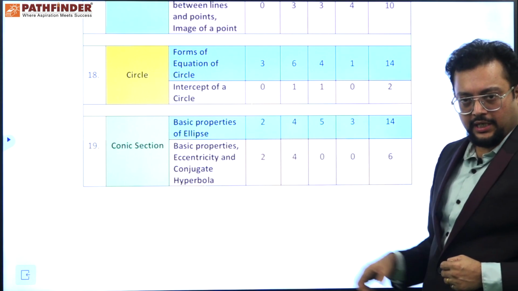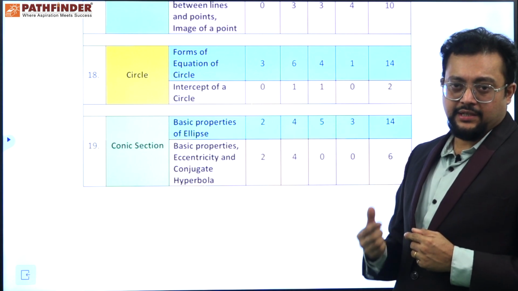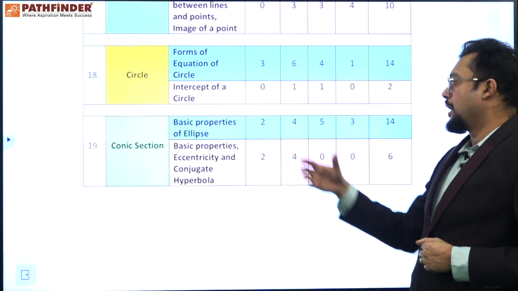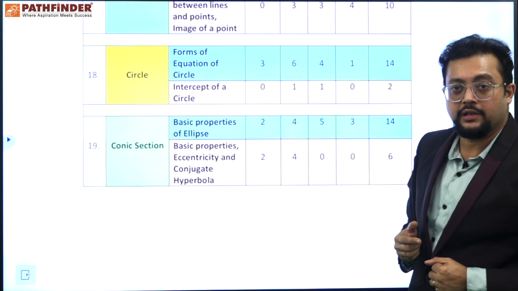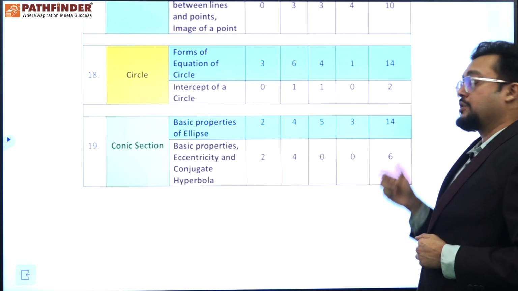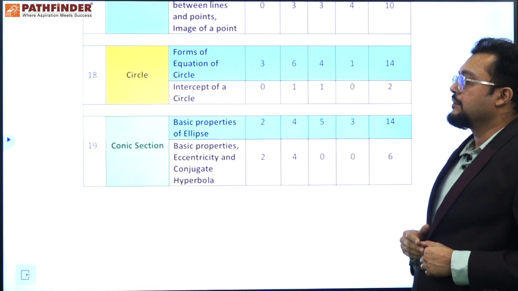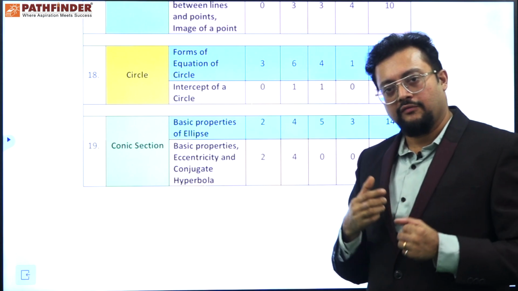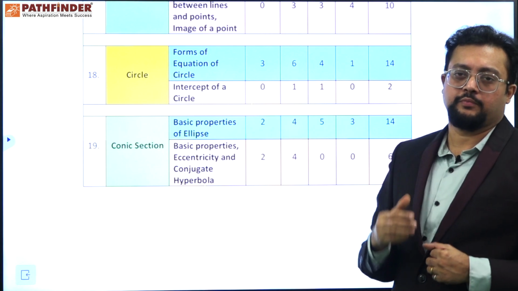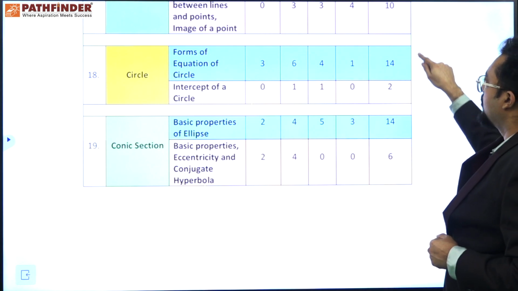Similarly, in conic section as well, they have not mentioned anything from tangents of conic section. So apart from tangents of conic section, only the basic properties of ellipse, majority of problems have come, basic properties of ellipse and parabola. And similarly, from hyperbola, the basic properties, eccentricity of a hyperbola, and problems on conjugate hyperbola have been asked too.